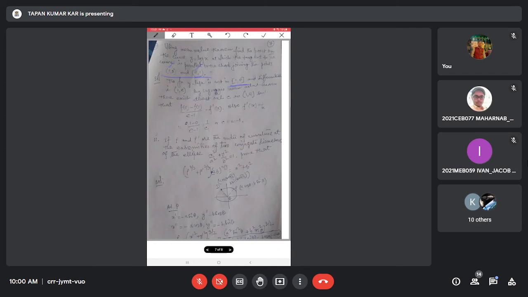And Lagrange's mean value theorem, you know that f(b) minus f(a) by b minus a equals f dash c, where c lies between a and b. So here f(e) minus f(1) by e minus 1 equals f dash c, and f(x) equal to log x, f dash x equal to 1 by x. If you substitute here f dash c, then you are getting c equal to e minus 1.